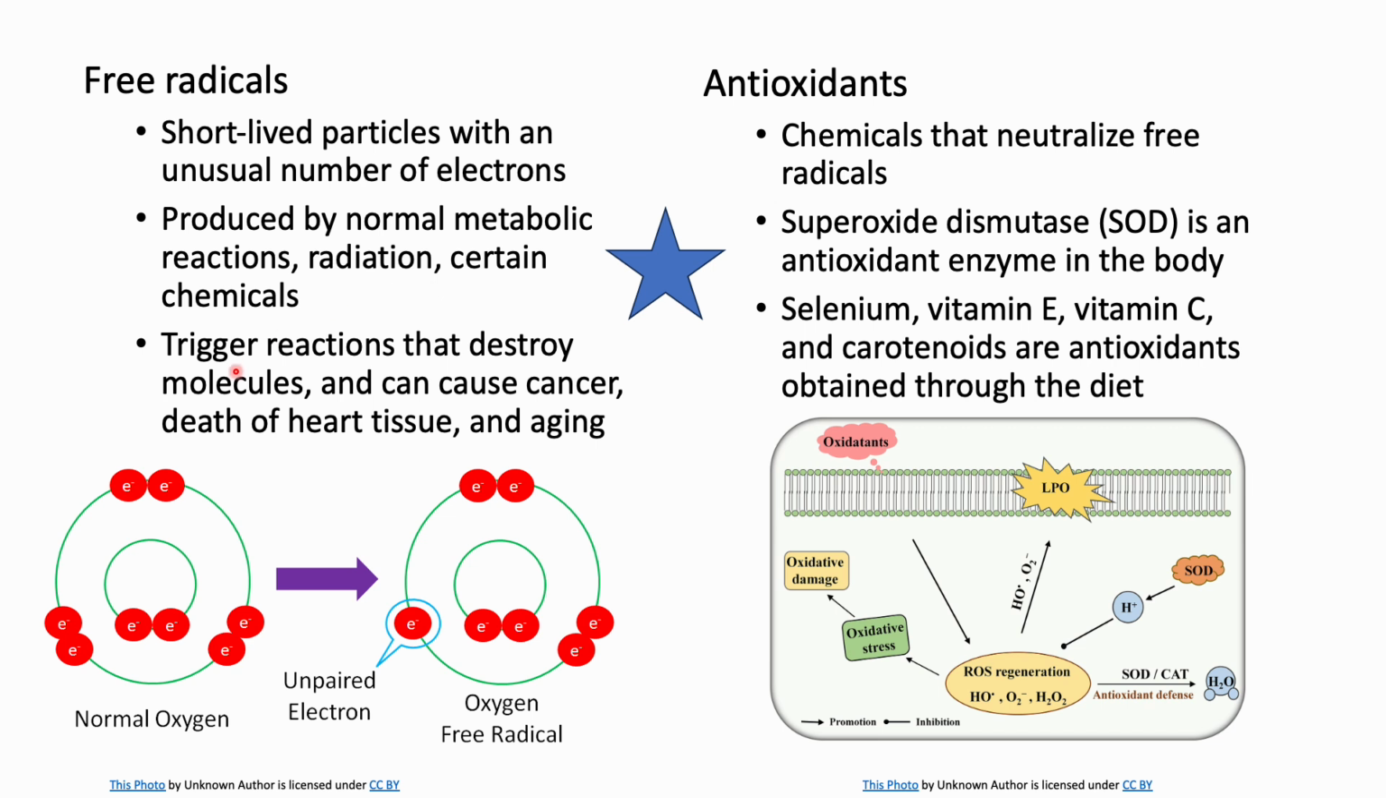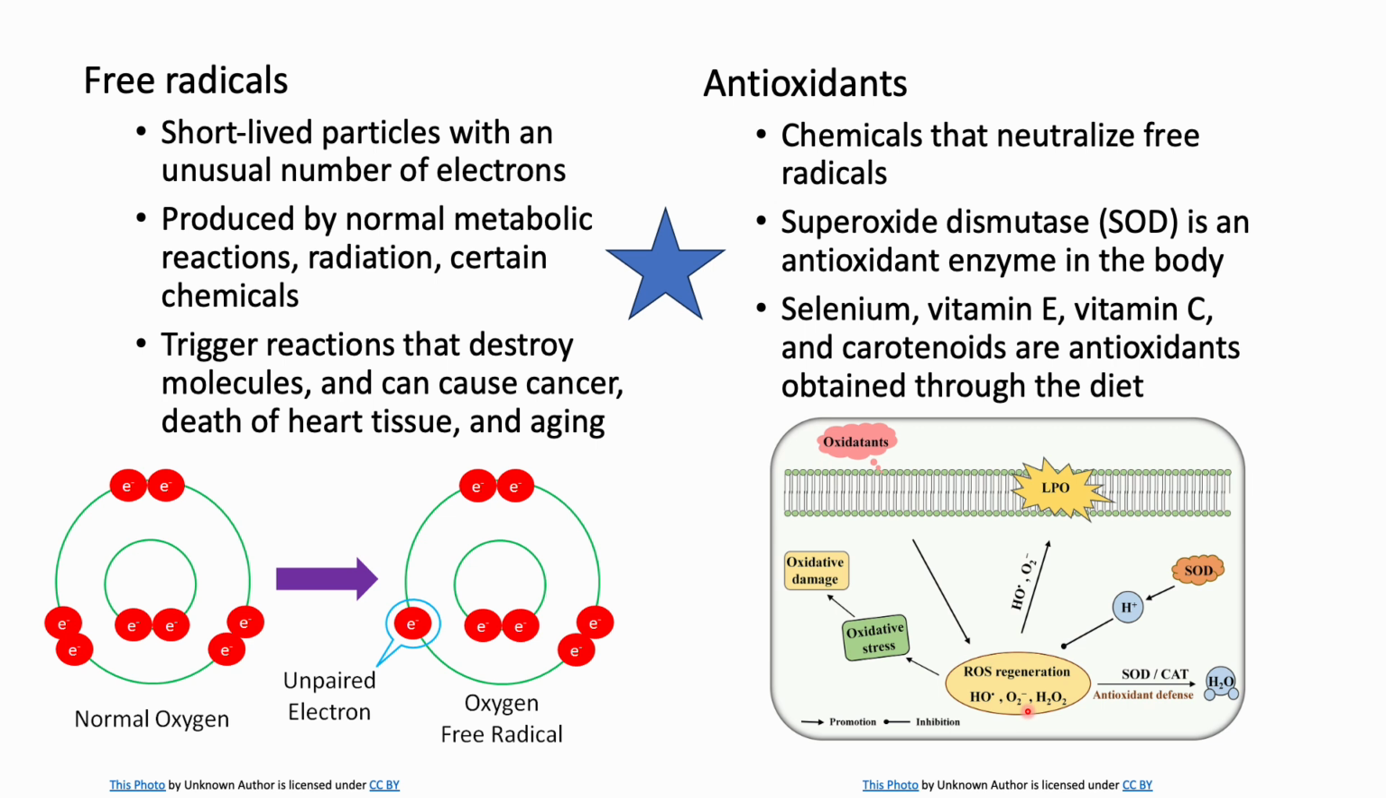Free radicals can trigger reactions that destroy molecules and can cause cancer, death of heart tissue, and aging. It is thought that part of the process of aging is because of these free radicals. So here we have a normal oxygen. Now this one is an oxygen free radical because now we have an unpaired electron. And often free radicals are denoted as O2 with a negative, an unpaired electron.